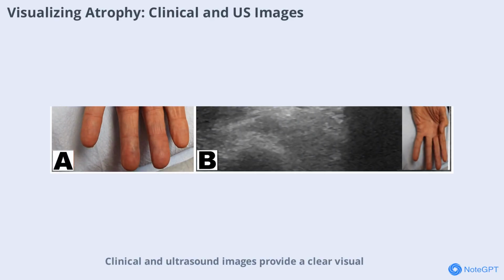Clinical and ultrasound images provide a clear visual representation of both total and partial thenar atrophy. In total atrophy, all thenar muscles are wasted, resulting in a flat palm base. In partial atrophy, the FPB muscle stands out against the atrophic APB and OP muscles. These images are invaluable for both diagnosis and patient education.